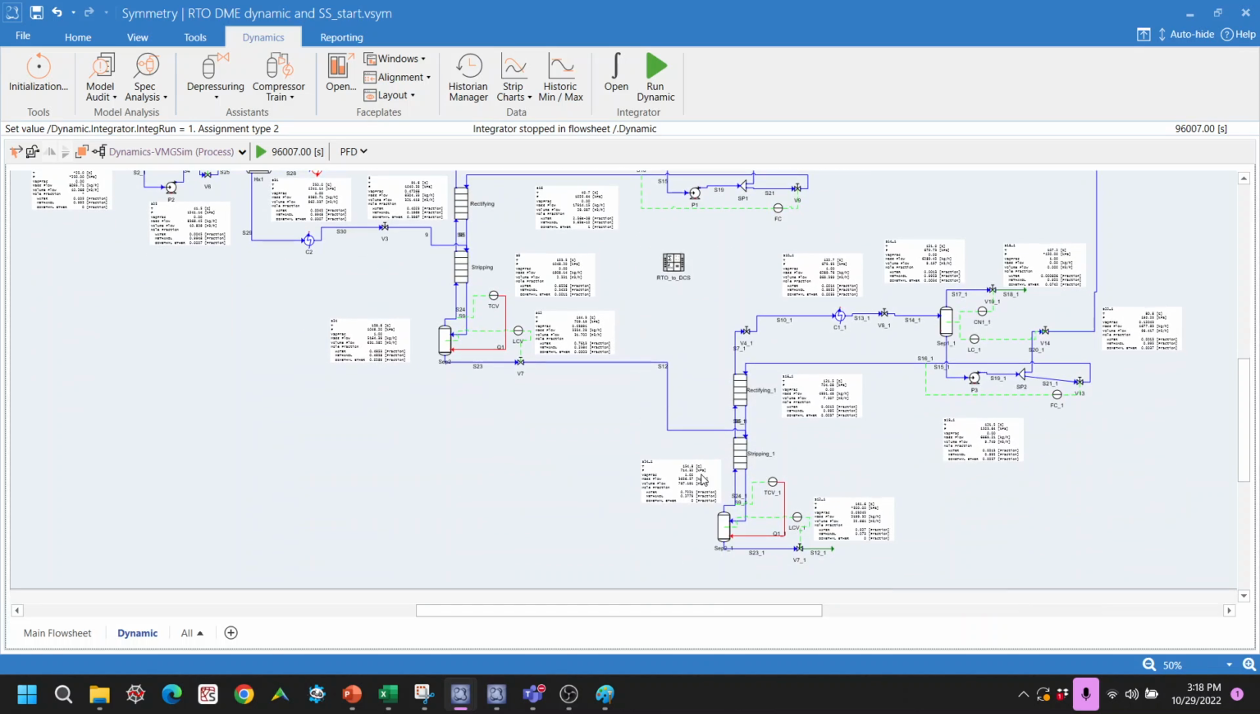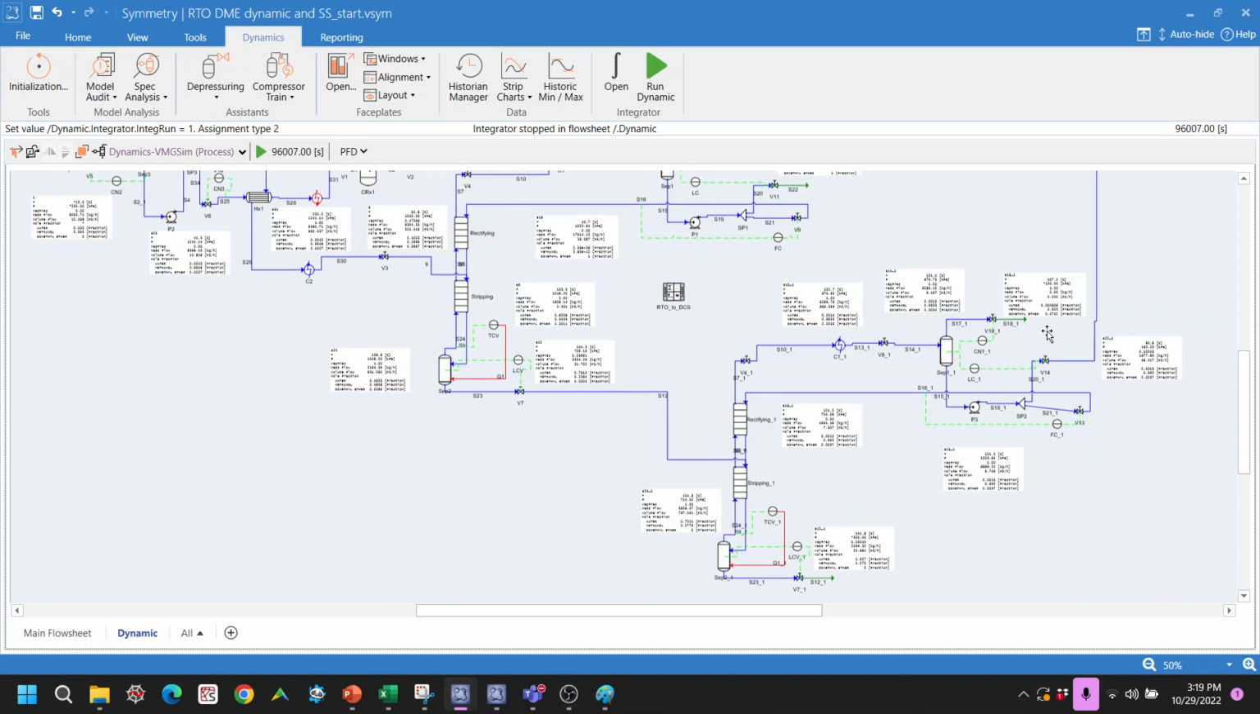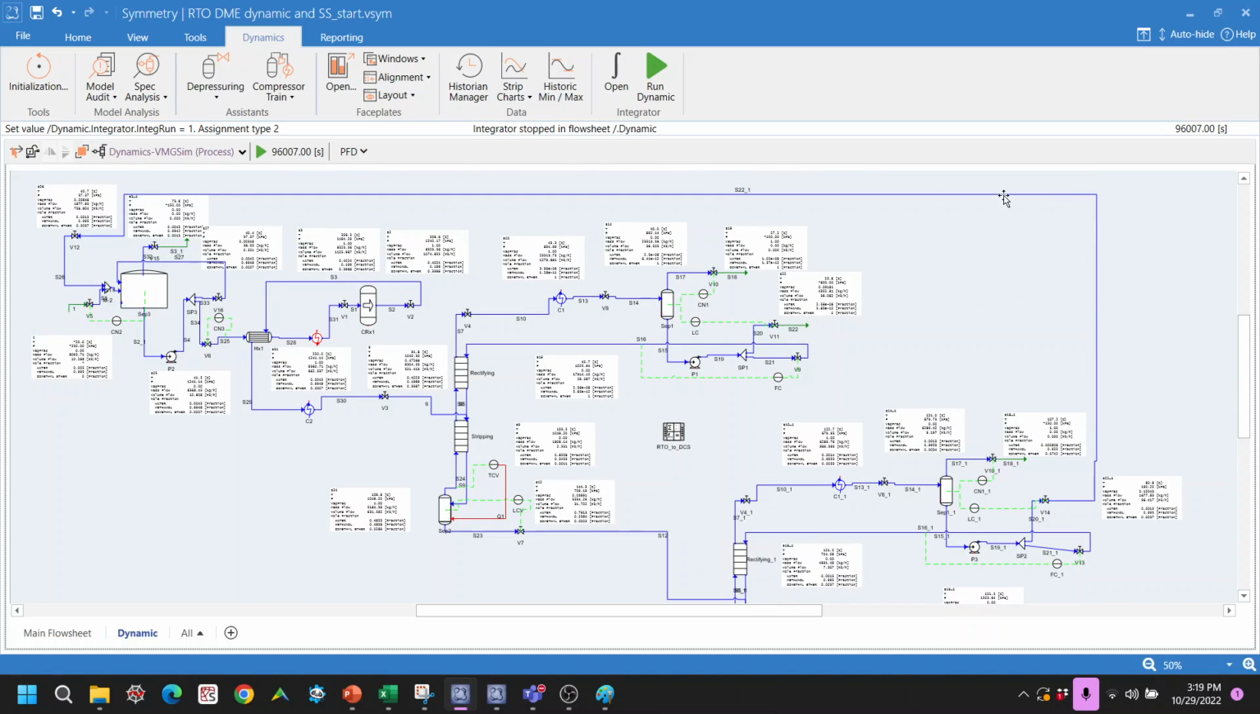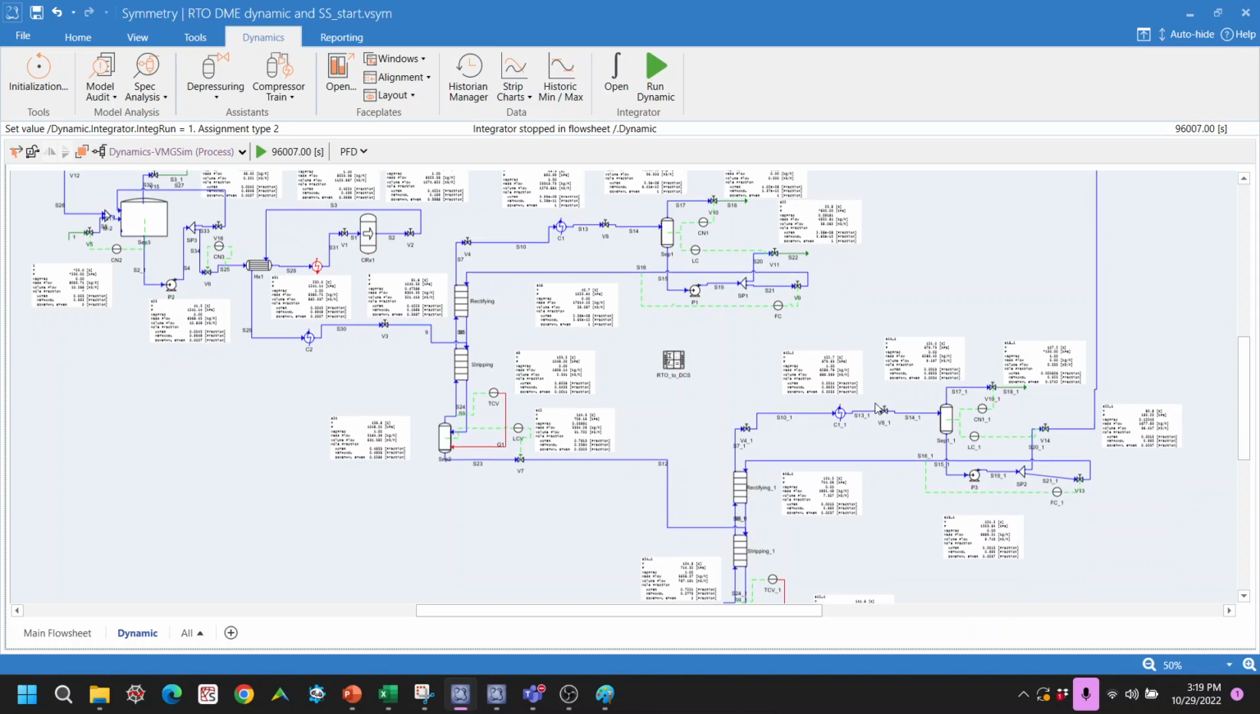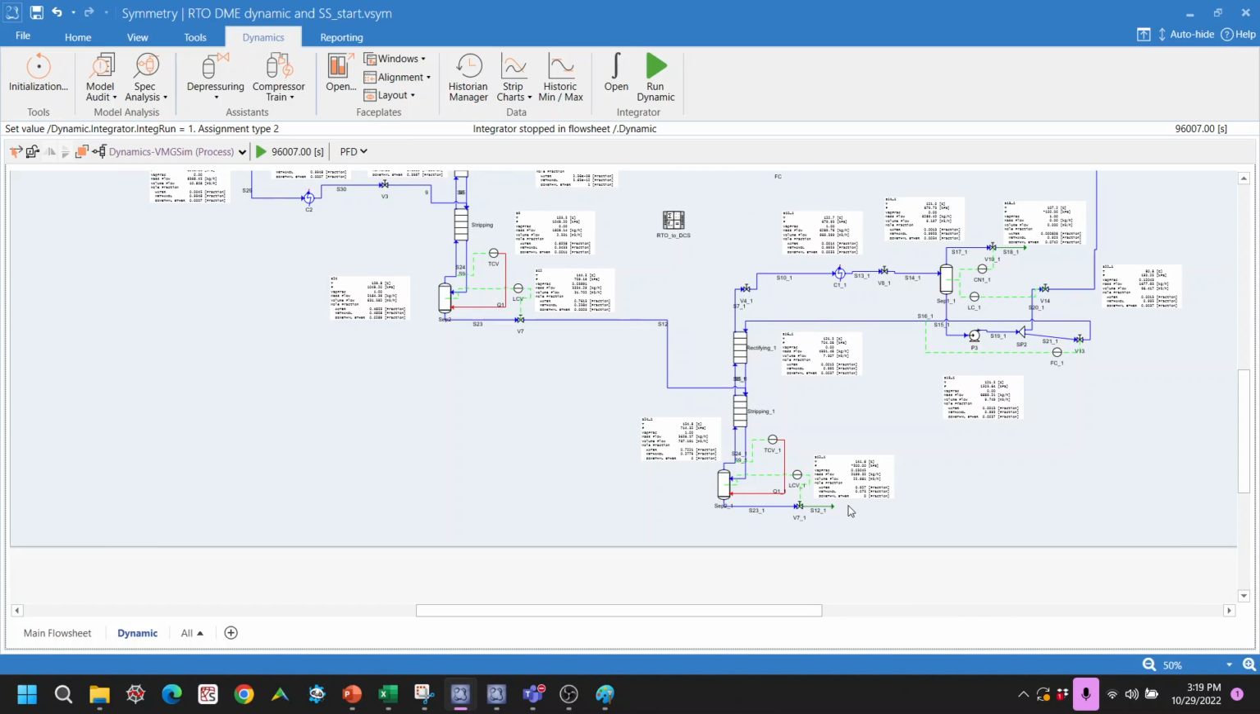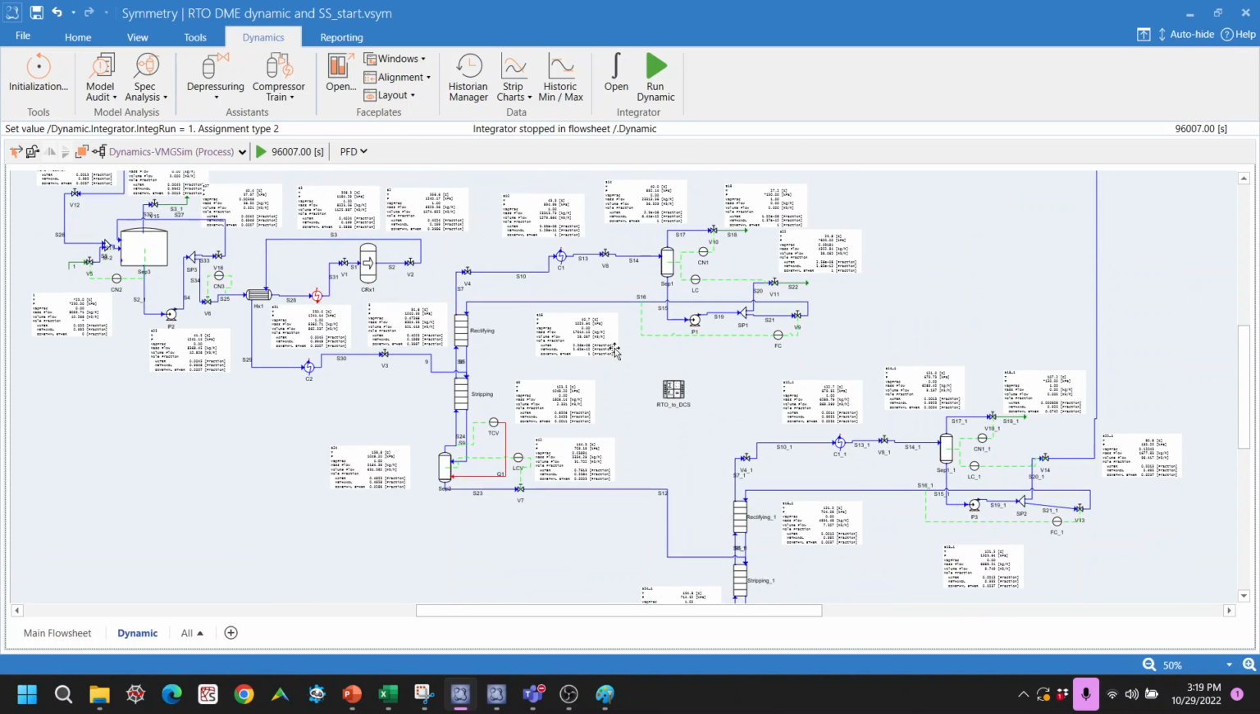It goes to the second column with the same setup. The methanol goes to the top, and the distillate goes back to the tank. The wastewater goes down here, so it goes to waste. So this is the dynamic model.